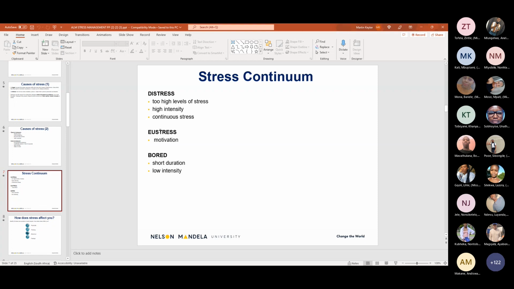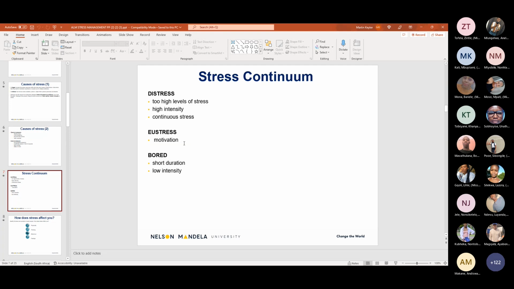Then, as you can see, the positive side, eustress, that can be motivation. If you're experiencing stress and you're open to stress, then that can serve as a source of motivation. Can you see? It's only how you view the stress. So that can serve as a motivation for you to perform. Then bored: short duration, low intensity.